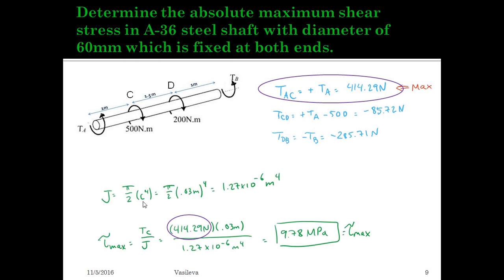Remember, C is always the outermost radius. In this case, we have a solid shaft, so it's going to be 0.03 meters. Then we just plug into our tau max equation, where T is going to be T max of 414.29, and C is the 0.03 meter radius. Plug in the J, and I end up with 9.78 megapascals for maximum shear stress.